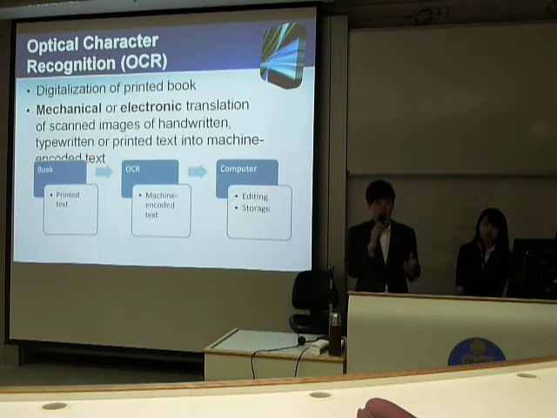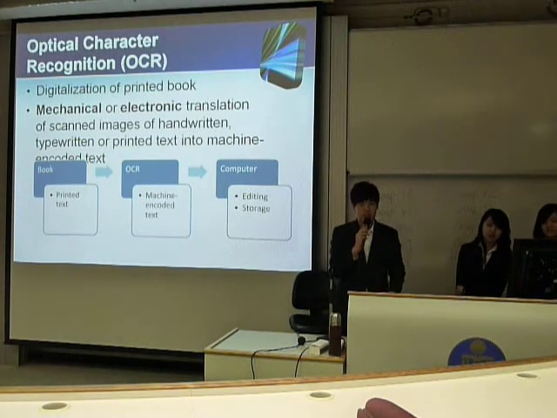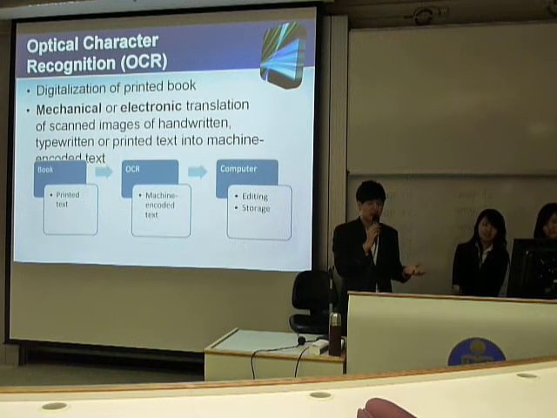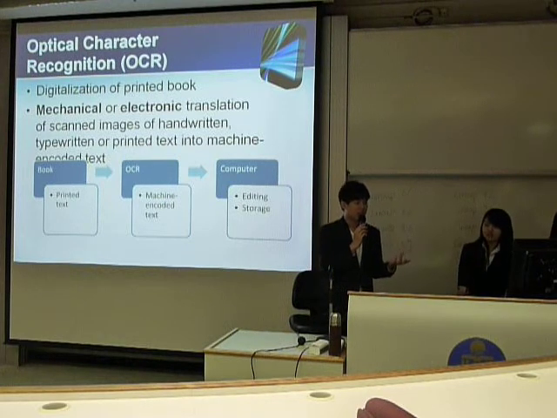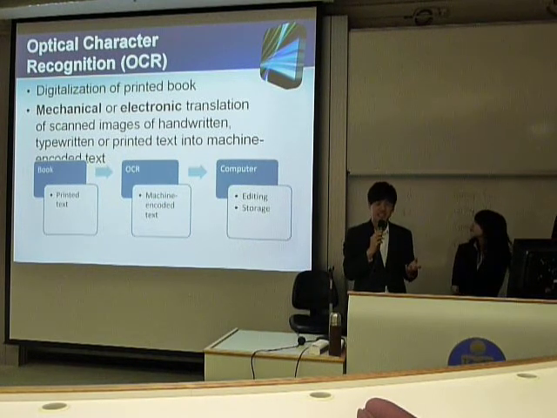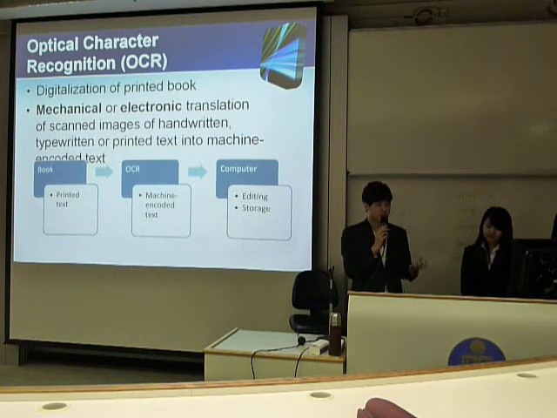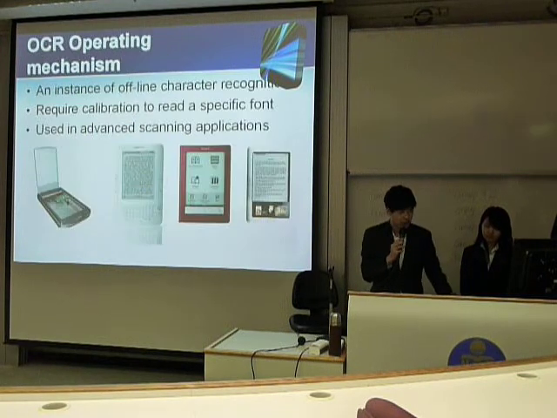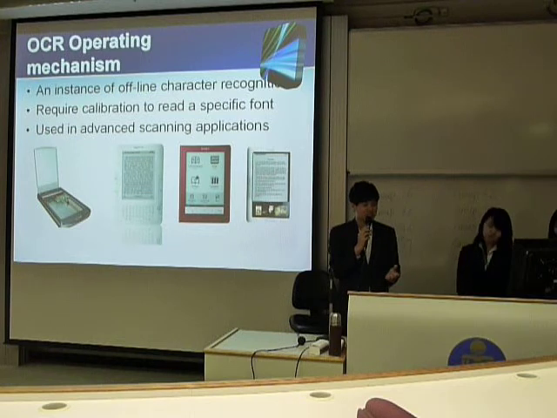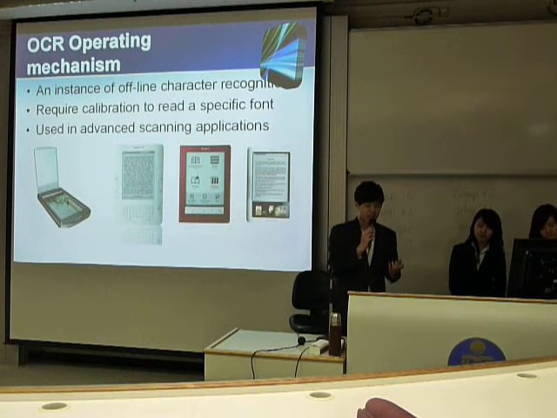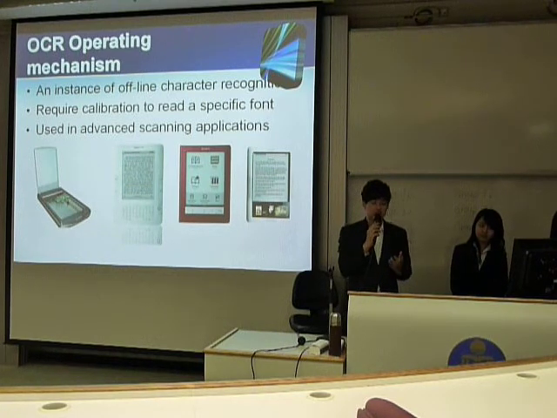So how can we turn a printed book into an electronic one? The answer is digitalization. Using a technology called OCR, which stands for Optical Character Recognition, we can simply translate the scanned image of handwritten, typewritten, or printed text into machine-encoded text, so we can further edit it or read it later on electronic devices. The OCR system is actually an example of offline character recognition, which means that it only recognizes the fixed shape of each character in different font types.